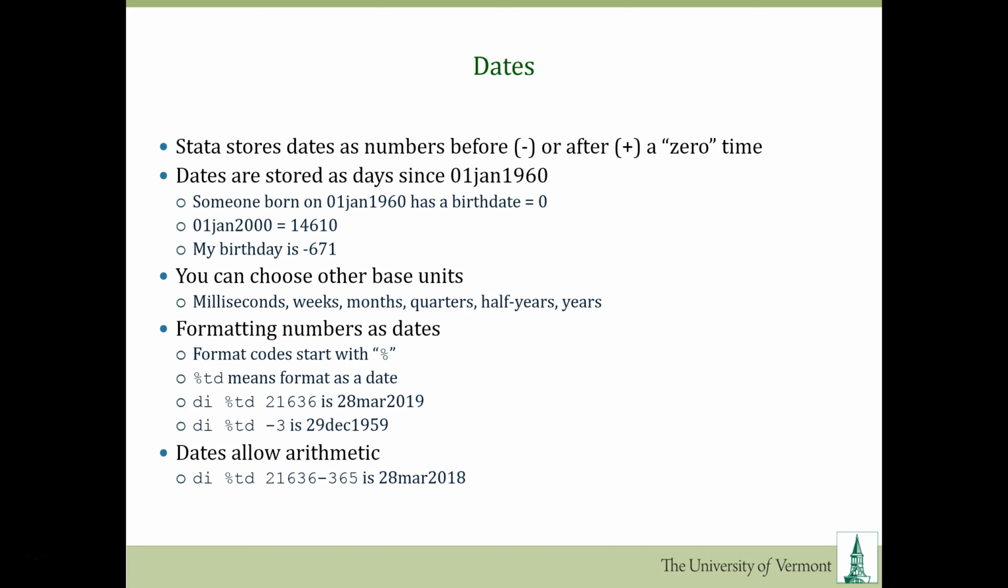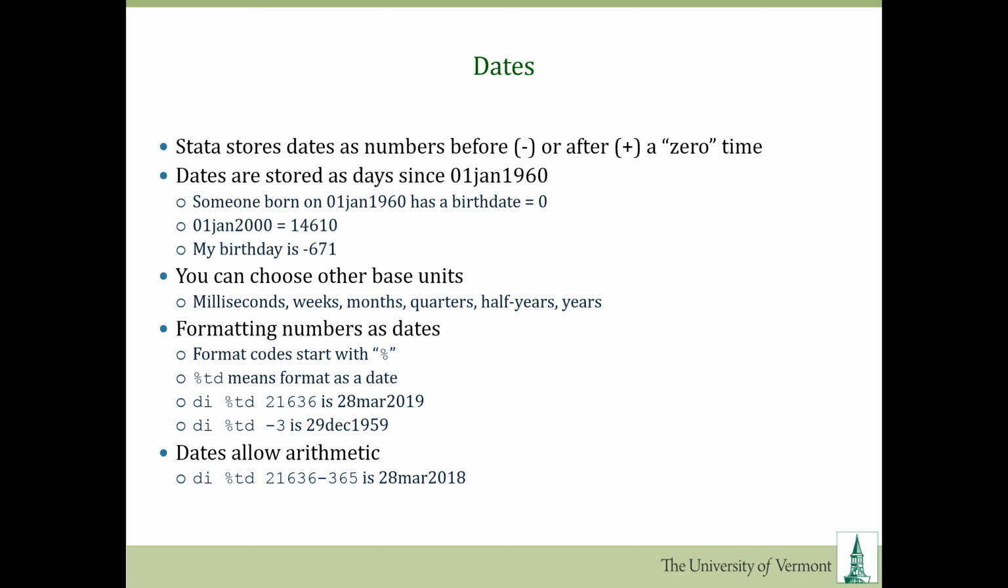You can be born before 1960, and my birthday is minus 671 in Stata readable format. You don't have to do it in days. Stata can keep track of milliseconds, weeks, months, quarters, half years, and years, although days are the most common. Now, if you do type out a date and just ask for it, Stata says, well, that's a number, and shows you a number, and something happened on March 28th of 2019. You ask Stata to show you the date, and it gives you a 21636.